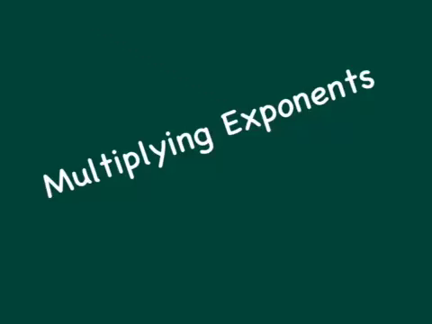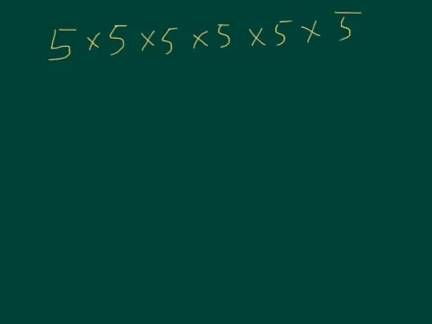This is video number 2 in the exponent series about multiplying exponents. So exponents don't just deal with squares and cubes. They deal with any number that can be multiplied by itself a lot of times. For example, if we had 5 times 5 times 5 times 5 times another 5 and yet one more 5, that's a bunch of 5s.